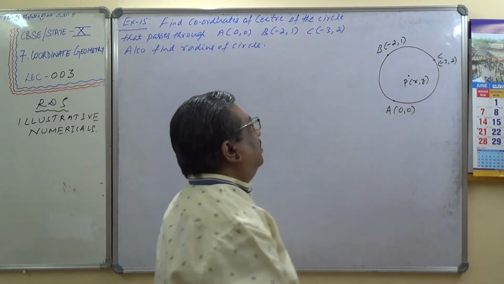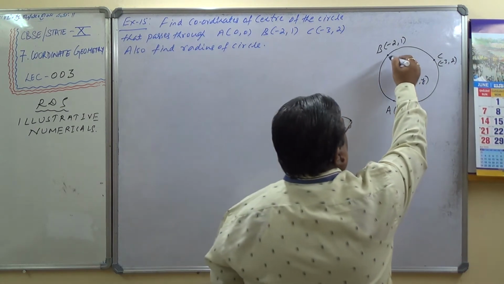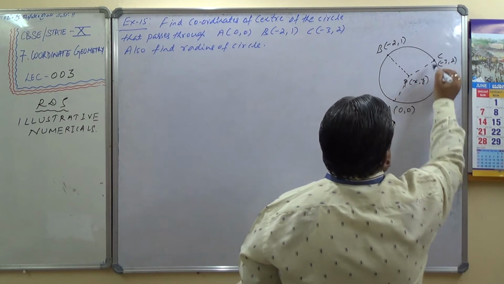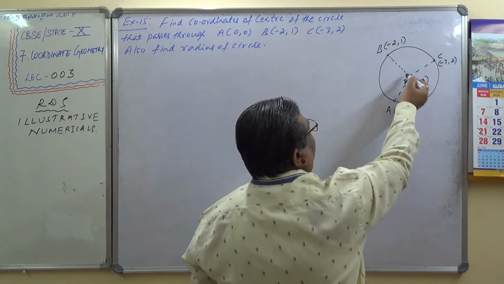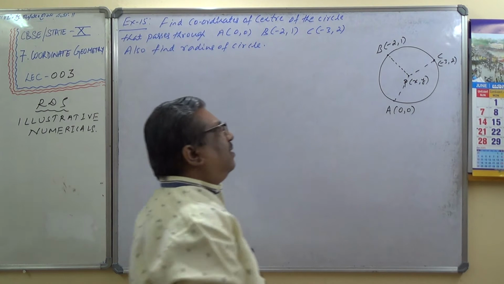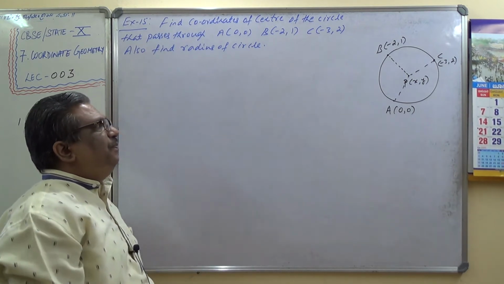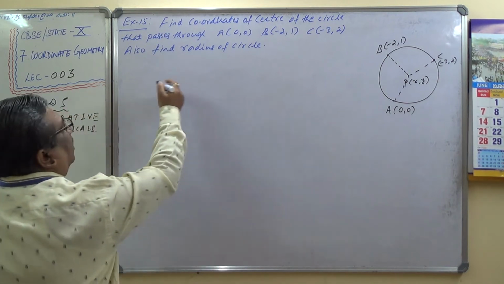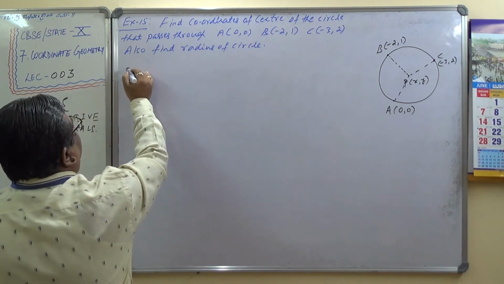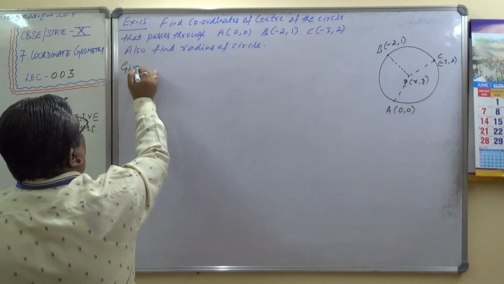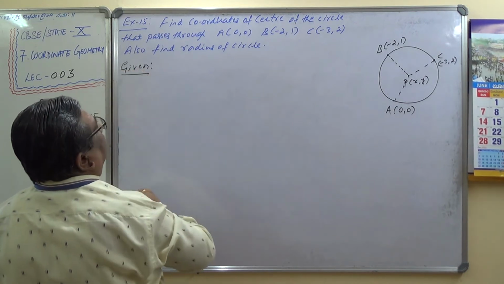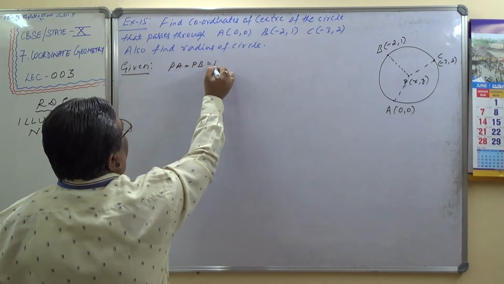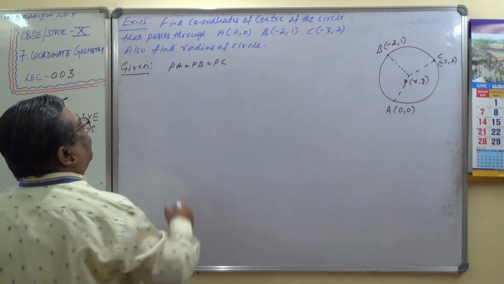Clear? So this is the radius, and PA equals PB equals PC because radii of the circle. Let's solve this one. From diagram, given, PA equals PB equals PC.